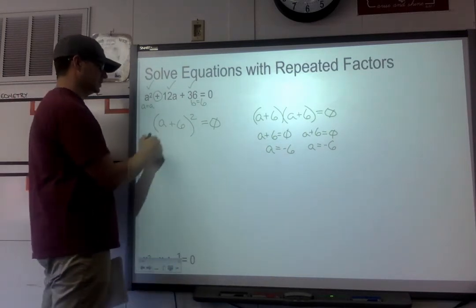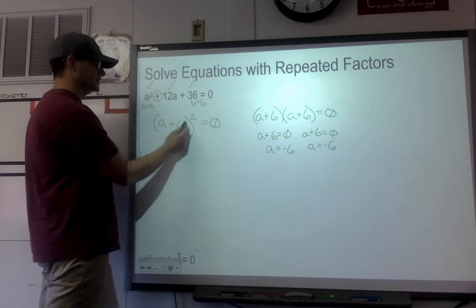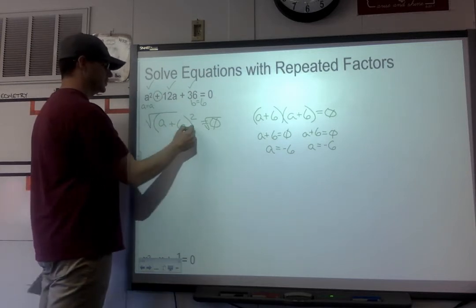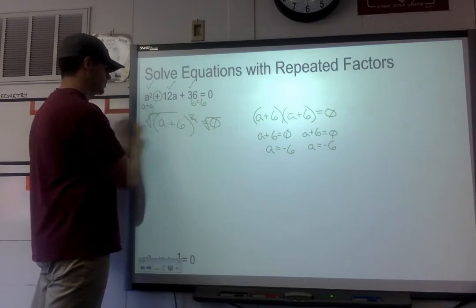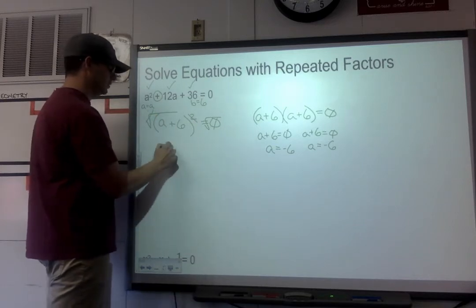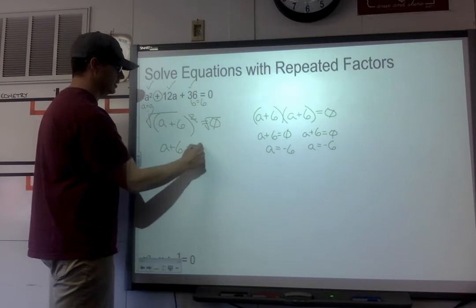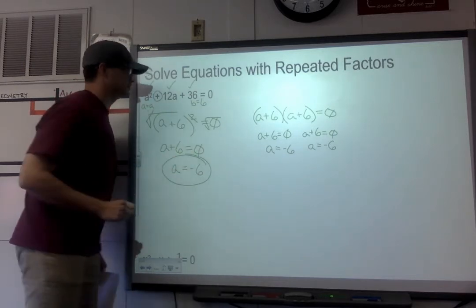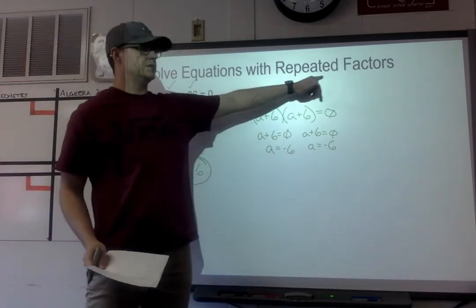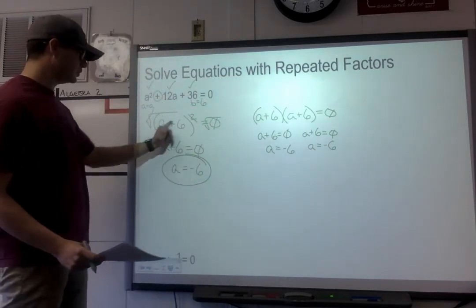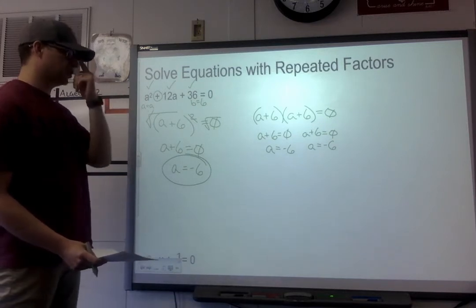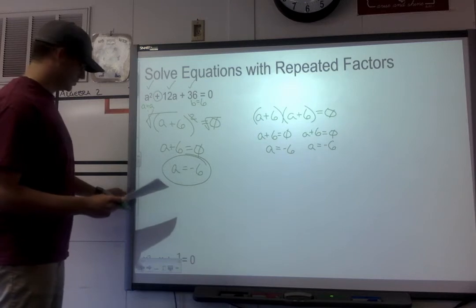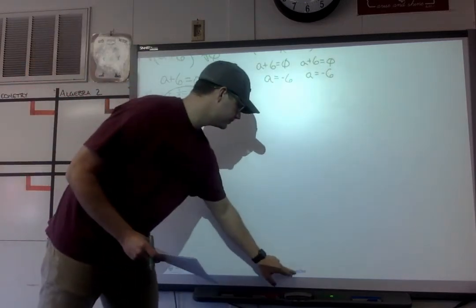Now the other thing we could do is on this side where we have a plus 6 squared equals 0, we could take the square root of both sides. That gets rid of the squared. Square root of 0 is 0, so we get a plus 6 equals 0, or a equals negative 6. So what that means, repeated factors, we've got a plus 6 showing up twice, so we really only have to solve it once. Let's do one more of those.